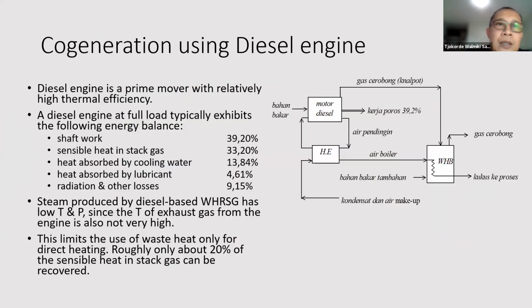That should be enough. Okay, the next one is cogeneration using a diesel engine. This is not very common, but it has been done. We expect there may be more applications of such technology in the future. A diesel engine is a prime mover with relatively high thermal efficiency. Now, that's good, but also bad. Higher thermal efficiency means the diesel engine itself produces a higher amount of power per liter of fuel compared to, for example, gas turbines. But because it has high thermal efficiency, it also means that the exhaust gas from the diesel engine is not very hot. So the exhaust gas is not very prospective for further use.